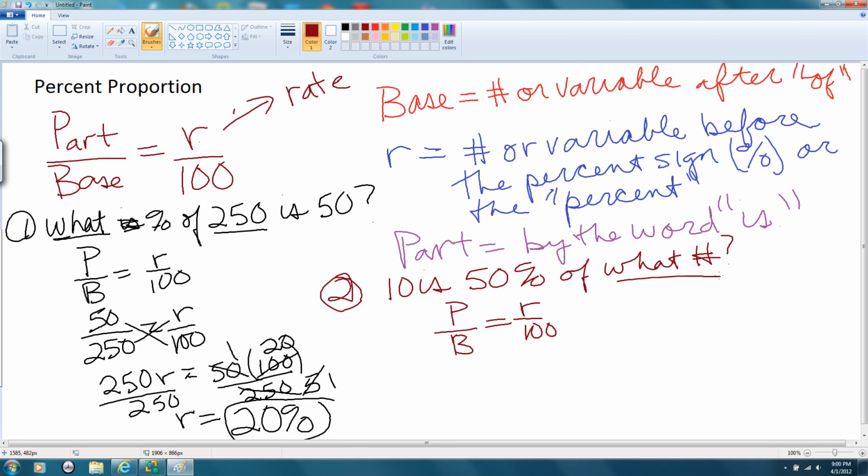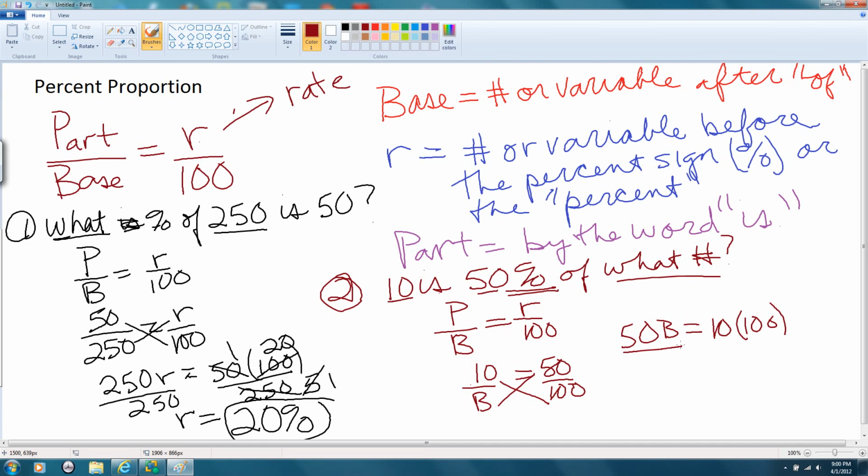Oh, we don't know the base here. And 50%, there's the percent, so the 50 must mean the r. Oh, and the remaining thing must be the part, and it's by the word is, so that confirms that. Let's do our cross products, and we get 50b is equal to 10 times 100.